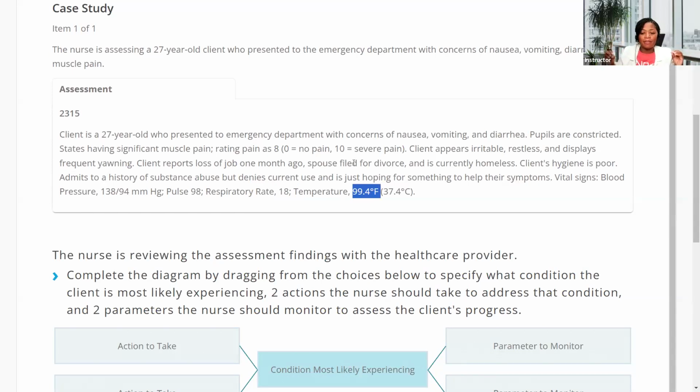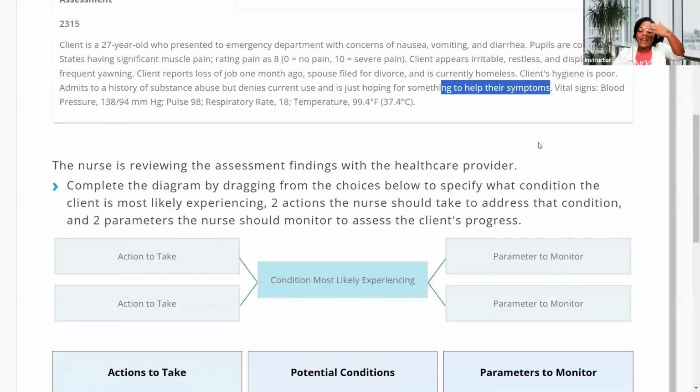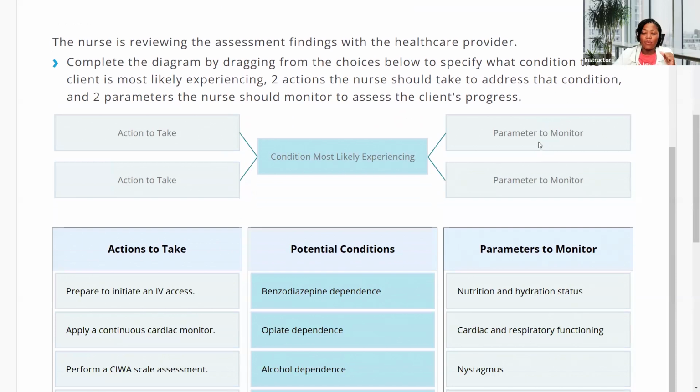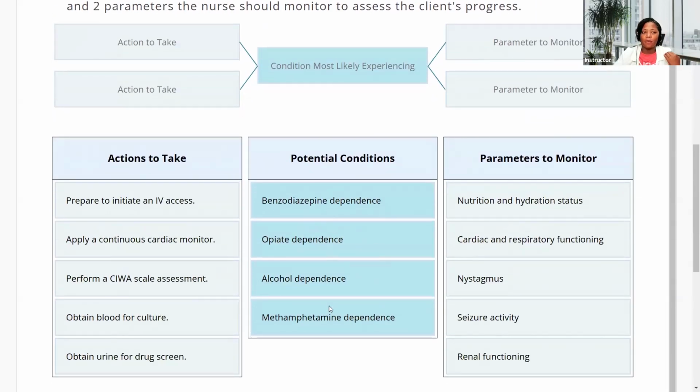All right. So here's the thing: based on the abnormal findings, right? The nausea, the vomiting, the diarrhea, the constricted pupils, the irritability, the restlessness, right? The frequent yawning, the risk factors, the hygiene concerns, right? A history of substance abuse, but they're not using anything currently. They're looking for some help for their symptoms. What condition, okay, would you classify that this patient is most likely experiencing?